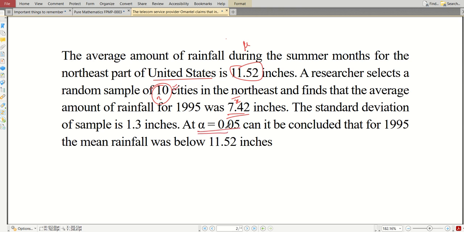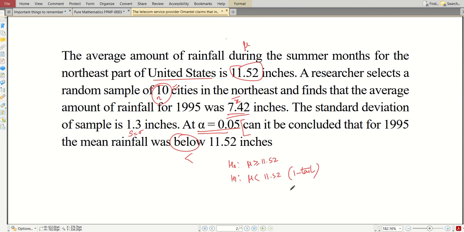Alpha is equal to this one, the standard deviation of the population. This is S, or you can call it sigma, to be read from here. Can it be concluded that for 1995, the mean rainfall was below? Below means less than. So what is the alternate hypothesis and null hypothesis in this case? Alternate hypothesis is below. Mu is less than 11.52, while the null hypothesis will be greater than 11.52. And it is one tail. Why? Because it is less than.